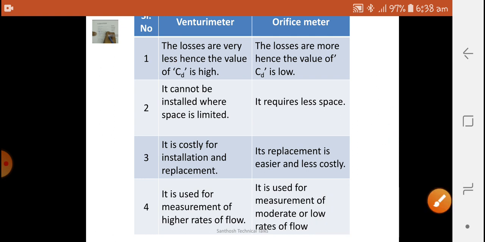And the venturimeter cannot be installed where the space is limited. The orifice meter requires very less space. And the venturimeter is costly for installation and replacement, whereas in the orifice meter, replacement is easier and the cost is cheaper. And the venturimeter is used for measuring high rates of flow, whereas the orifice meter is used to measure moderate or low rates of flow. So this is the difference between the venturimeter and orifice meter. I want you to know.